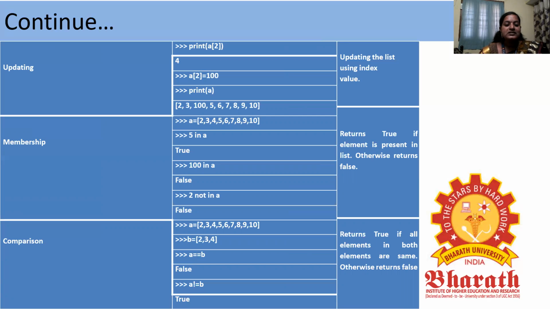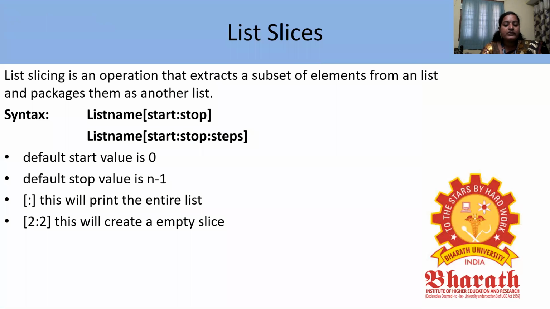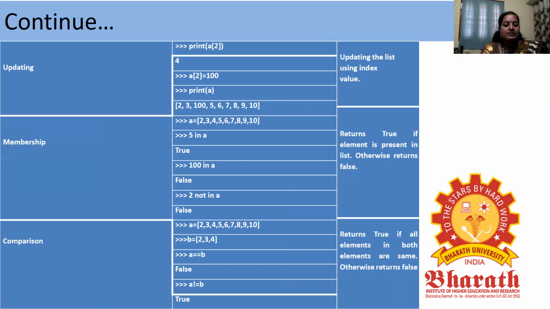Next one, comparison. For comparison, you need two list values. A equal to 2, 3, 4, 5, 6, 7, 8, 9, 10, and then B equal to 2, 3, 4. I'm checking whether A equal to B or not. Here A value and B value are not equal, because A has 8 values and B has only 3 values. That is not equal, so you will get the boolean value false. And then I'm checking whether A not equal to B. The condition is true, so you will get the value as true.